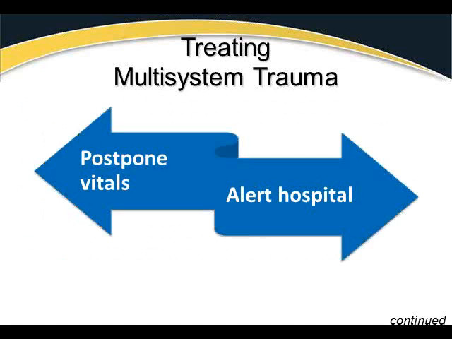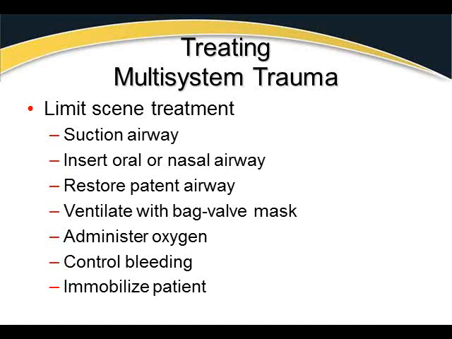So when we're treating, make sure that we're keeping people in the loop, make sure we stay up to date on what's going on with our patients. Limit our scene treatment. Things that we're going to do on scene: initial airway stuff, suctioning, cleaning it out, putting in oral or nasals, getting the patent airway, manual stabilization of the C-spine, opening the airway, ventilating, oxygen, bleeding control, and immobilizing. That's the multi-system trauma treatment. That's about the extent of it.